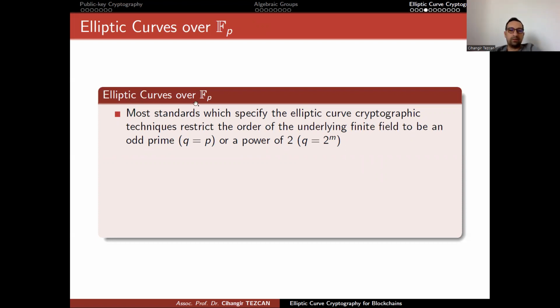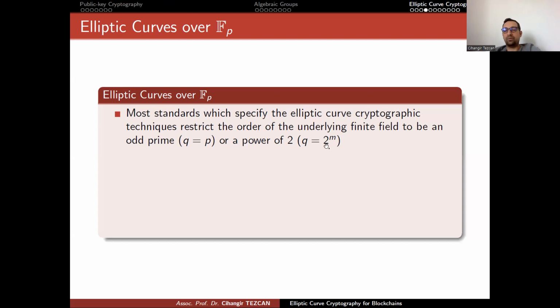So consider elliptic curves over Fp. We already mentioned what a finite field is, right? So Fp is a finite field. Most standards which specify the elliptic curve cryptographic techniques restrict the order of the underlying finite field to be an odd prime, so q equals p, or a power of 2, q equals 2^m. So in the standards, you will only see elliptic curves in this format, either a very large prime or a huge power of 2. Of course, you can have elliptic curves in different manners.